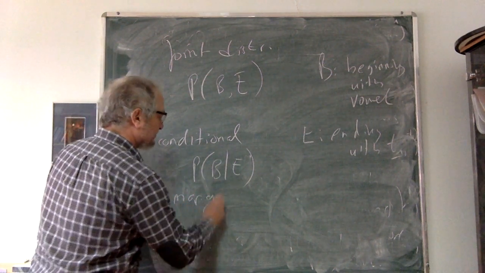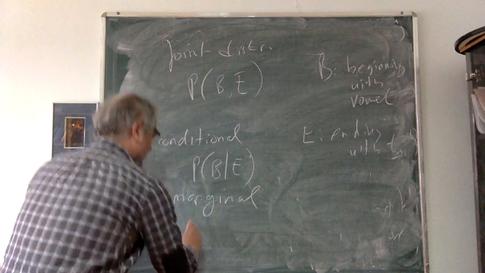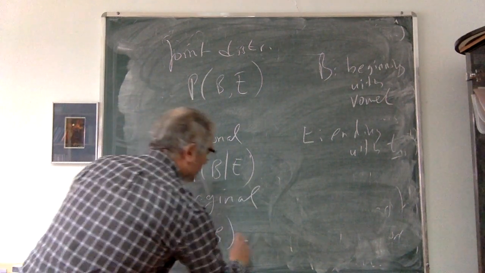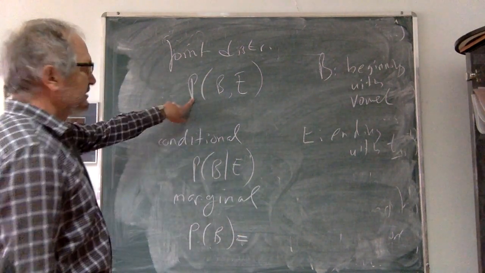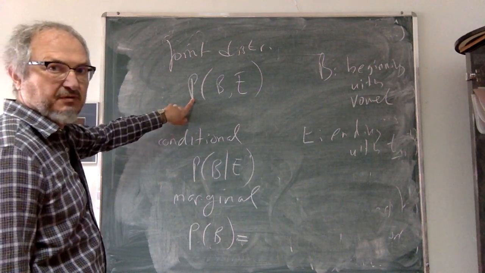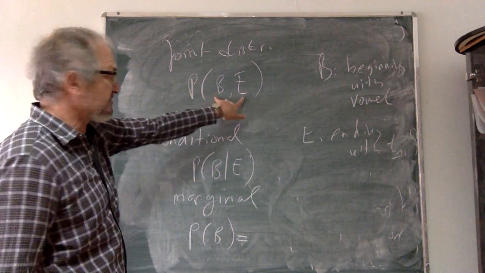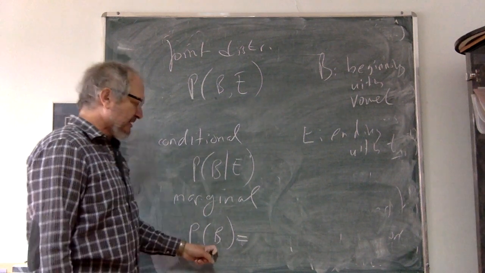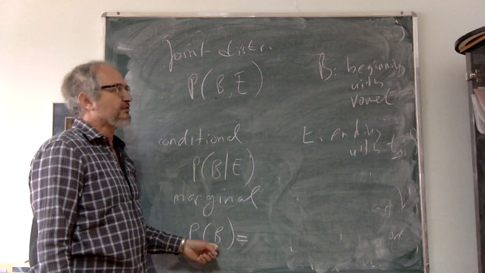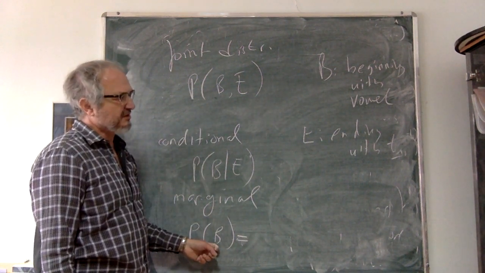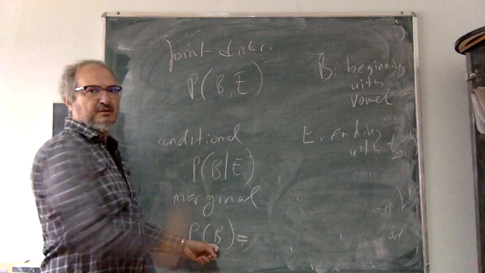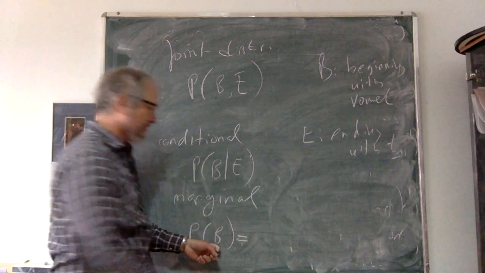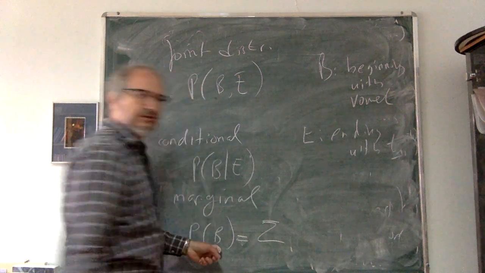Marginal will be something like this. Probability of B given under the influence of this distribution. I'm interested in two events, but I'm saying I want to remove the influence of ending with T. But I'm still worried about this distribution. What can I do? Well, you can marginalize.